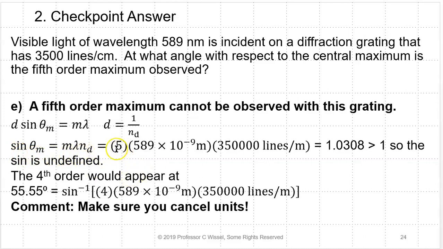This is the fifth order maximum, and here is the wavelength that we're trying to observe. Here is nd, converted to lines per meter. Again, be very careful with units. Make sure they cancel out. Notice that it's a number greater than 1. You cannot take the inverse sine of a number greater than 1. If you get a number greater than 1, you probably either have a very high order or you've made a mistake somewhere. So make sure you cancel units and make sure you check this.